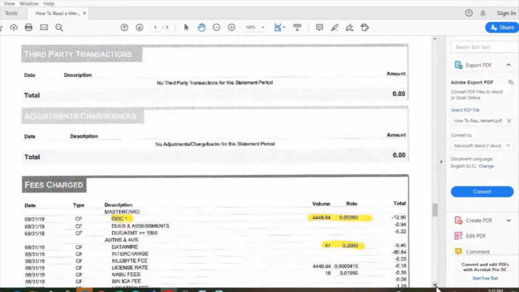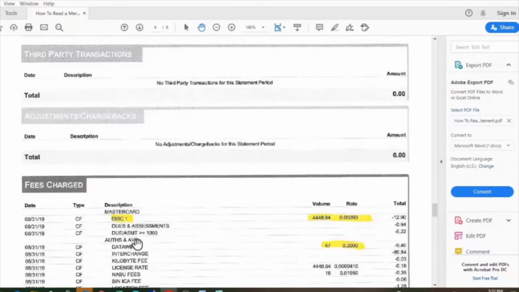Fees charged. So now we have something called discount 1. Discount rate is the rate being charged. Again, they're using the same term, but in this case, the discount rate is 0.0029, which is the same as 0.29%, which is less than 1/3%. And this was the volume. So this is the surcharge right here, $12.90.